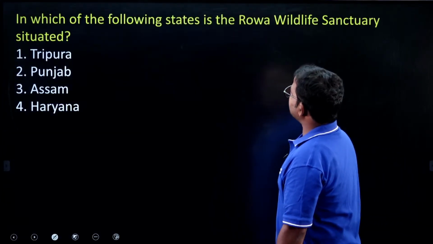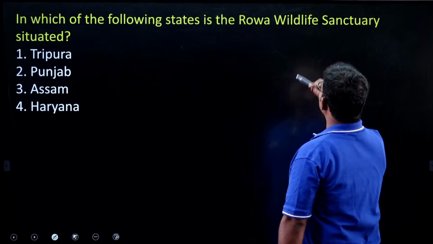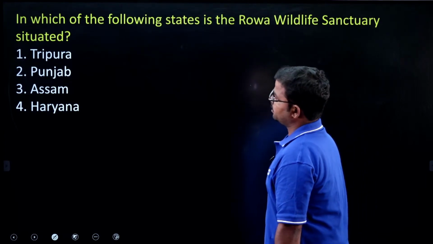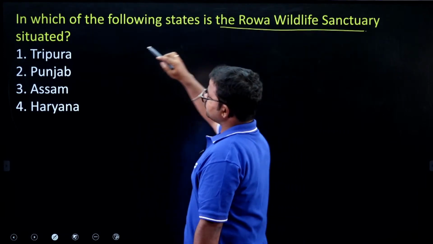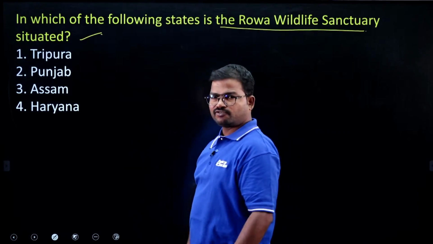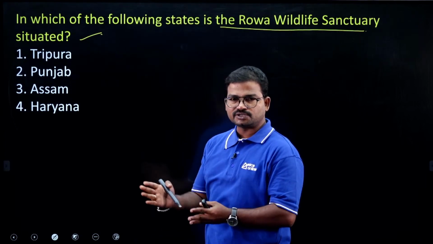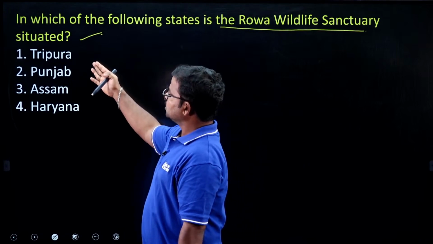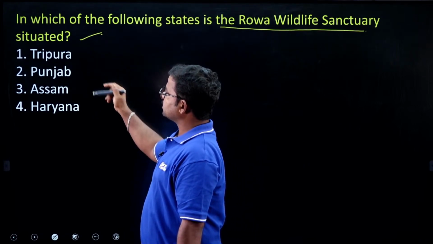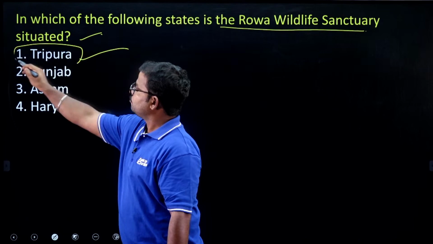In which of the following states is the Roa Wildlife Sanctuary situated? So this type of question is regularly observed in the SSC CGL Tier 1 examination. Here the options are Tripura, Punjab, Assam, Haryana.